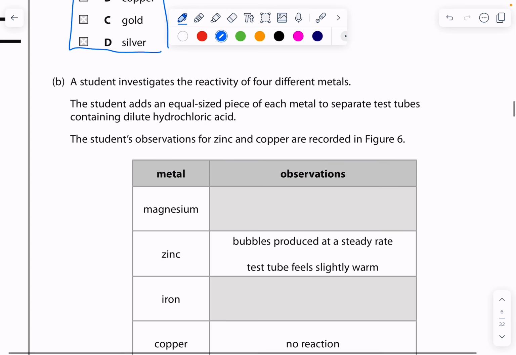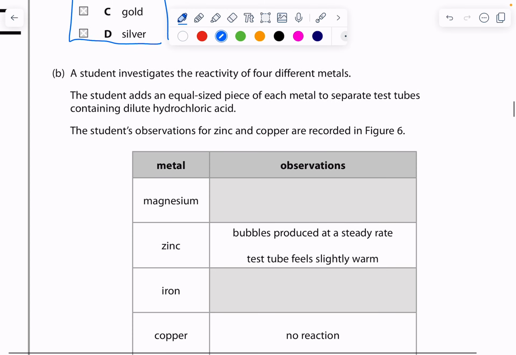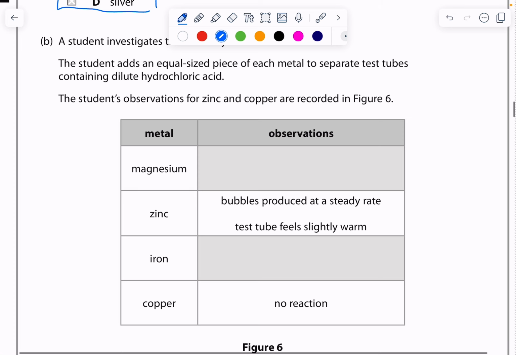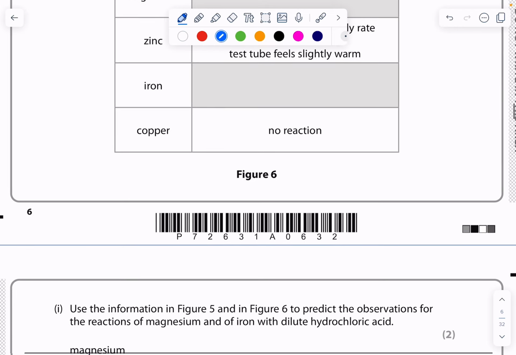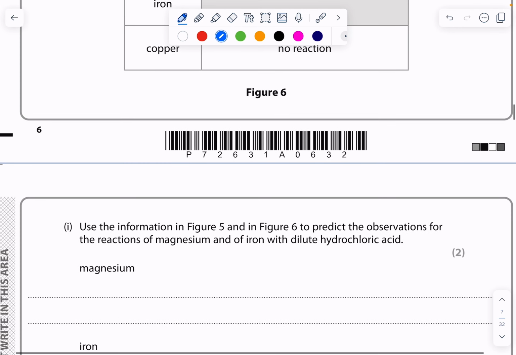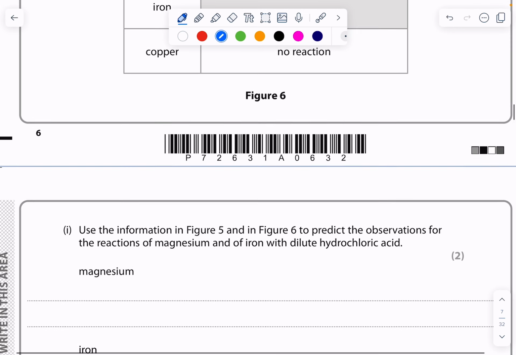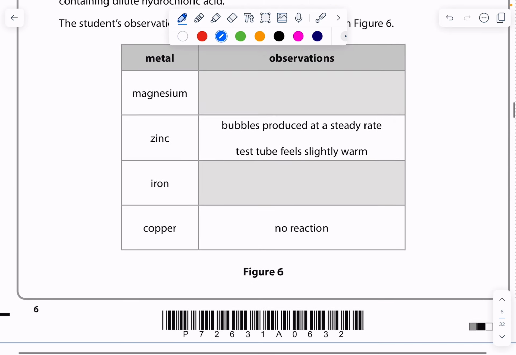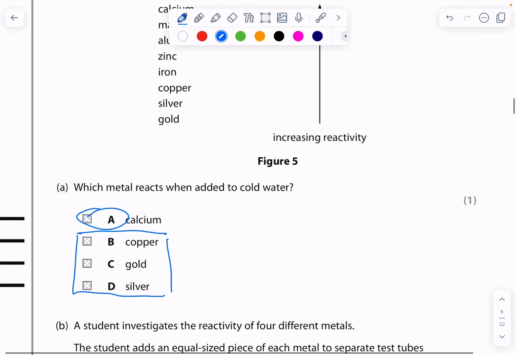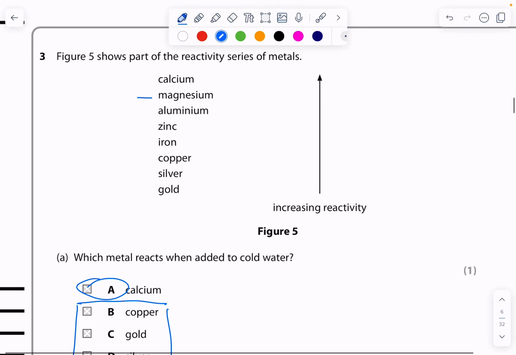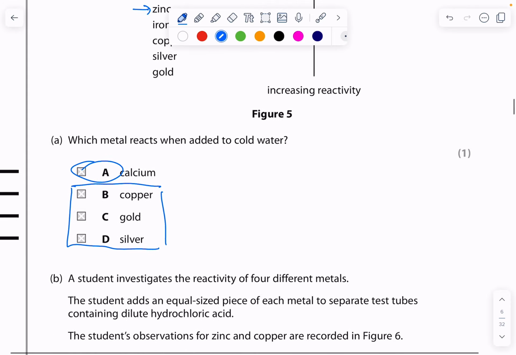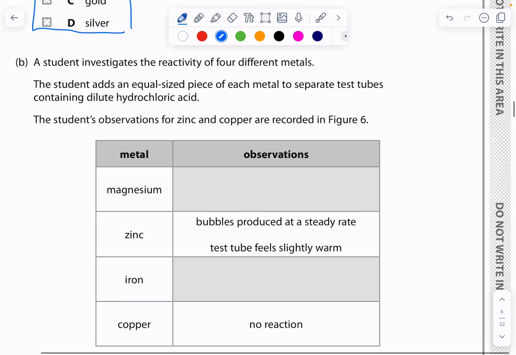The question is looking at the reactivity of four metals. So we've got some information here, and when you get to this, please take the time to read the information before you move on to the question. The question goes on to say, use the information to predict the observations of the reactions of magnesium and iron. So if we remember, just come back up to here a second, magnesium is higher up the reactivity series than zinc, and therefore it's going to be more reactive than zinc.